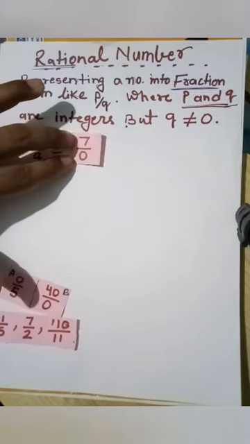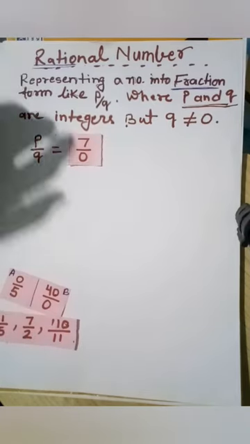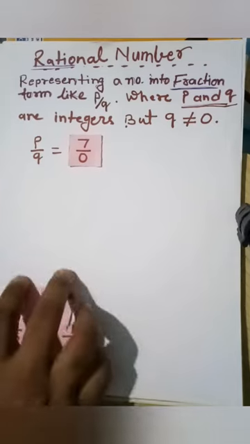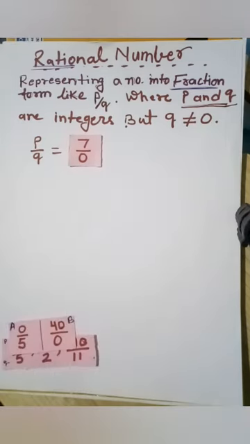If it is 0, that means it is not a rational number. You might be thinking, if it is not a rational number, then what is it? It means it is a different set of numbers, and that is called irrational numbers. Such a number which is not a rational number is called an irrational number. That part you will learn later on.